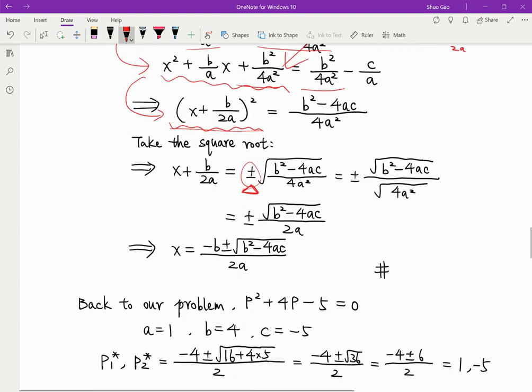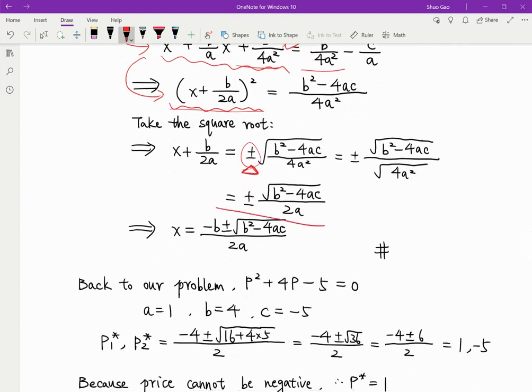Okay. And then after we rearrange, we find this. And then we move the b over 2a to the right, so we find our solution here: x equals this thing, right? So we have the two roots here, and we end our proof here.